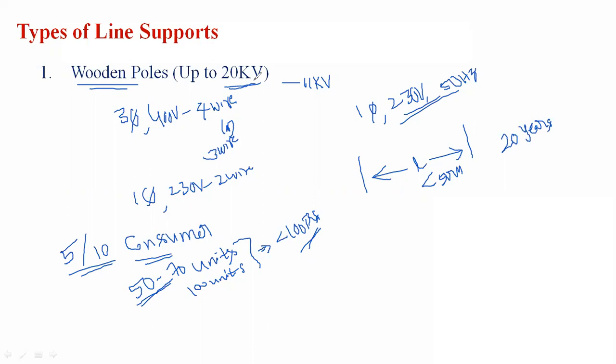This is the major drawback. And the mechanical strength is also less. That is, once the weight of the conductor is increased, the wooden poles cannot withstand it. That is, it does not withstand the mechanical strength.